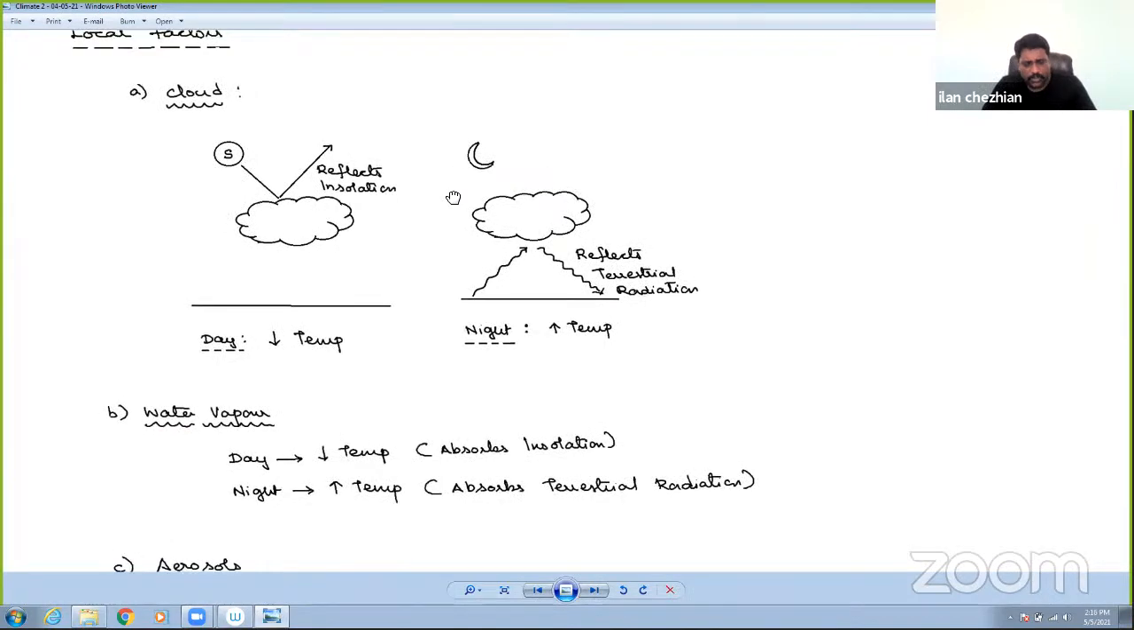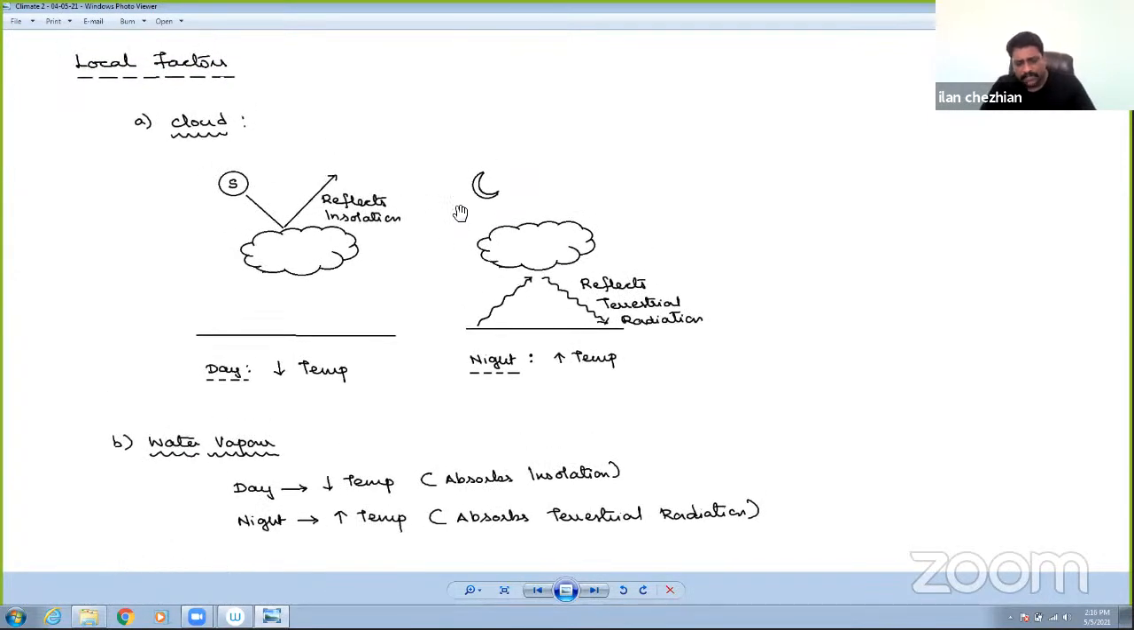Then we also talked about the influence of local factors, my friend. When we talk about local factors, cloud will play a very important role. Cloud during the daytime will decrease the temperature and during the night time will increase the temperature. My dear friends, very important. This cloud cover, you have to keep in mind.